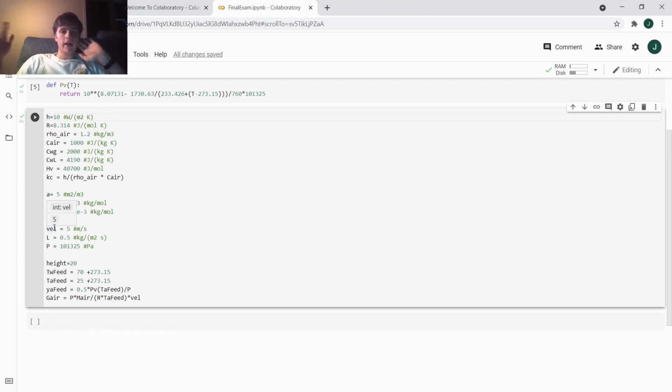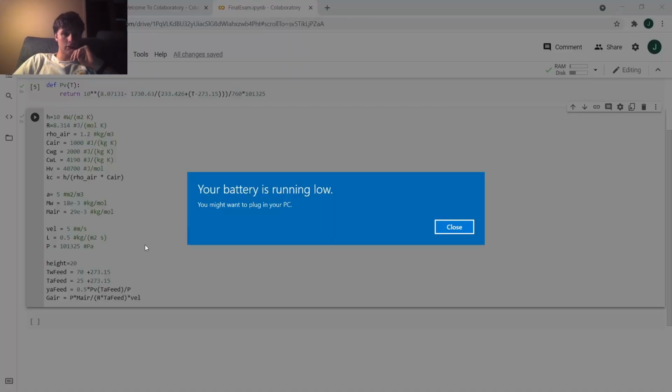So how would we measure that in real life? How would we measure the amount of air coming in? We would use like a pitot tube, and that would give us velocity. And then we also were given the liquid flow rate, so we have 0.5 kilograms per second per area coming in, the liquid water coming in. And then we also have the total pressure. And the height of the column of the cooling tower is 20 meters.